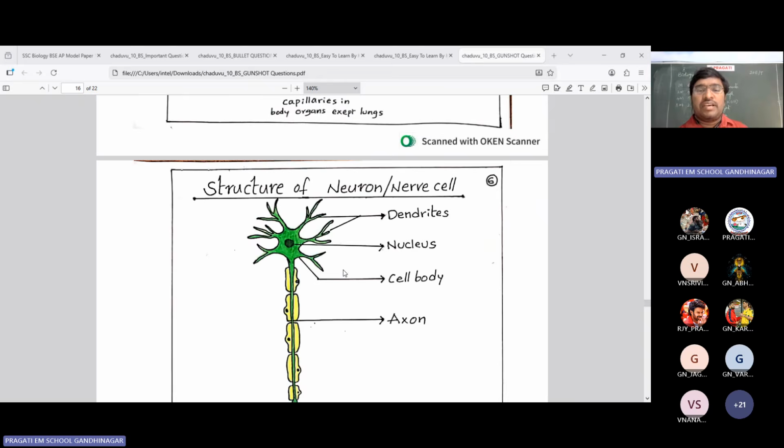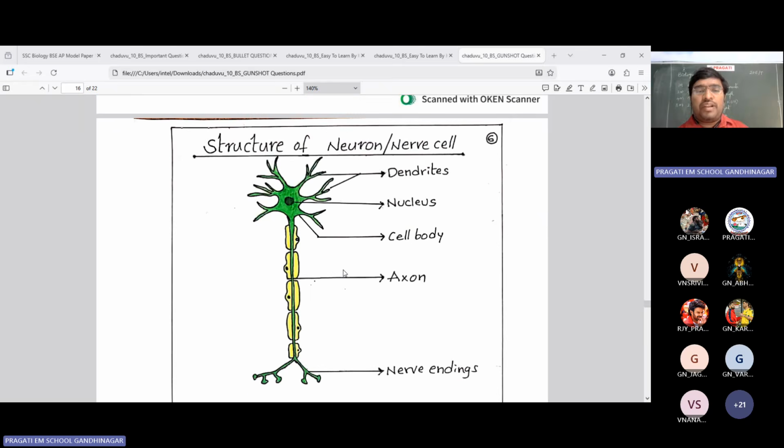Okay. Next, a very, very important structure, that is the neuron or nervous cells. Some of the students get confused when we are giving the neuron.